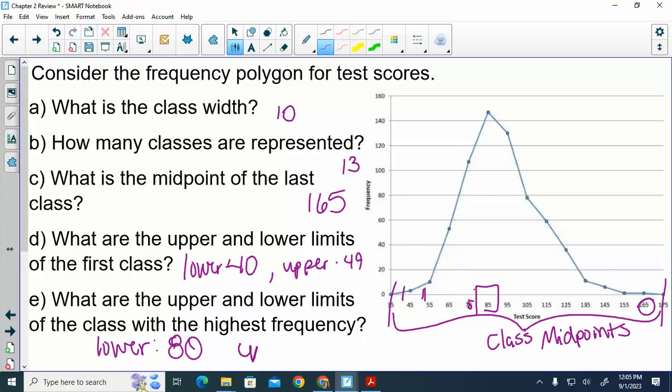And the upper, okay, halfway in between is 90, but we know this one has to stop before the next one begins. So the next one begins at 90. So this one stops at 89, or if we had decimals at 89.9. Does that help with the question number 6?